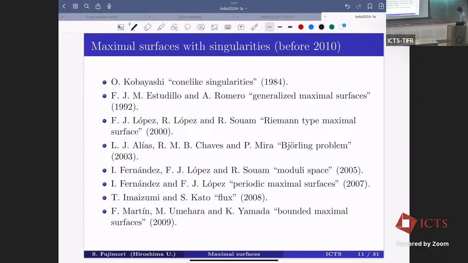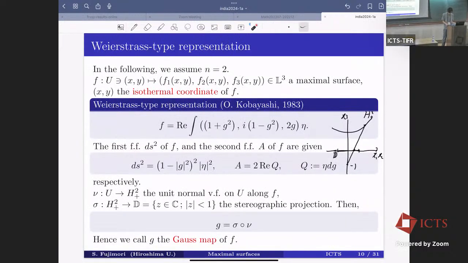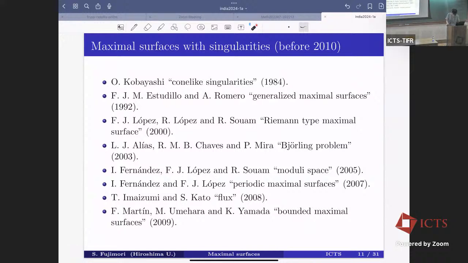Since this is the first fundamental form, the modulus of G cannot be 1, right? Because then the first fundamental form degenerates. Or an isolated singularity occurs at the zeros of eta. So Estudillo and Romero allow this to be 1 and this to be 0, and so they define the generalized maximal surfaces.